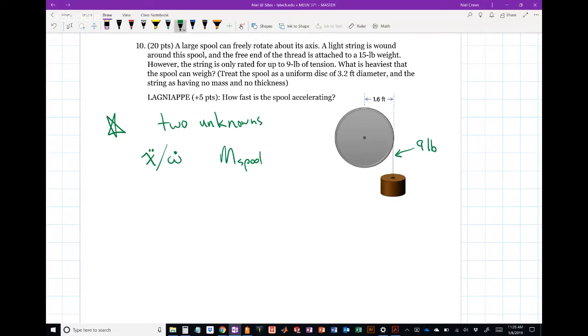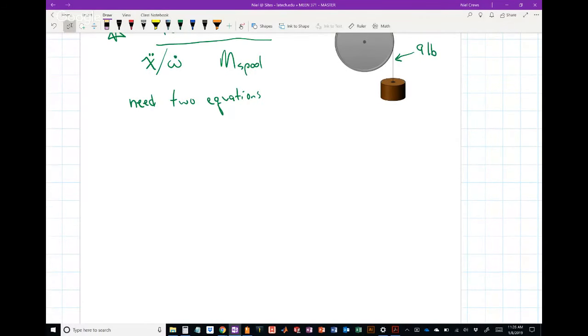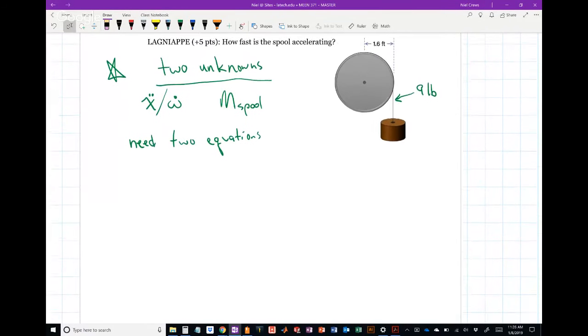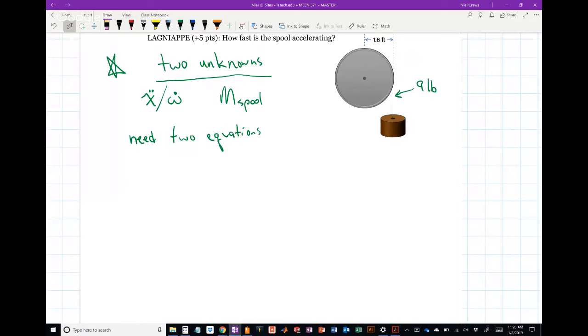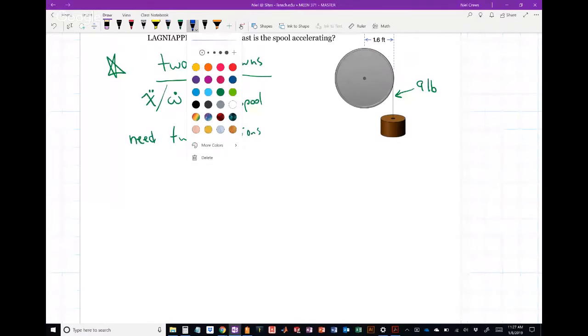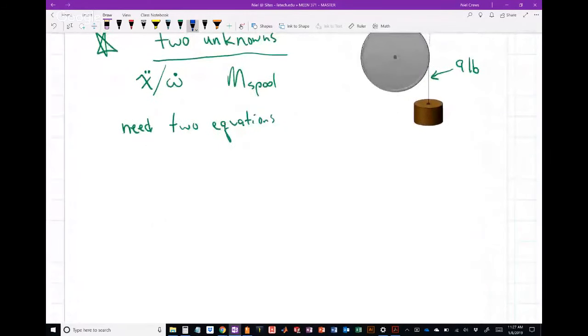All right. So the way that we need to do this, we've got two unknowns, so we're going to need two equations. Those two equations are going to come from a number of different places. I'm going to change colors again, and maybe go a little bit smaller just so I can write smaller.